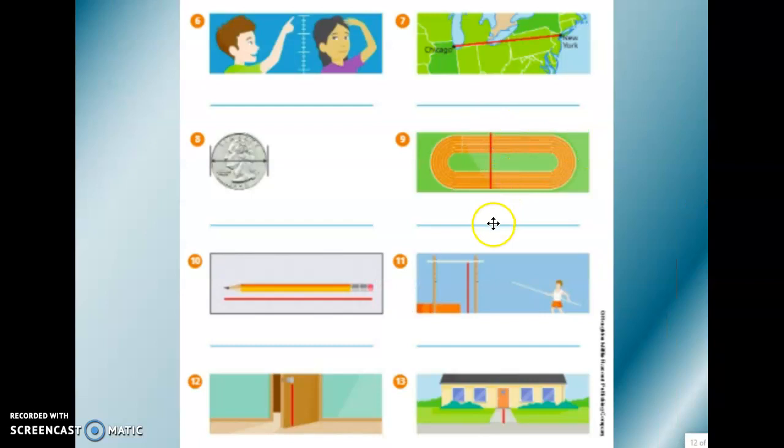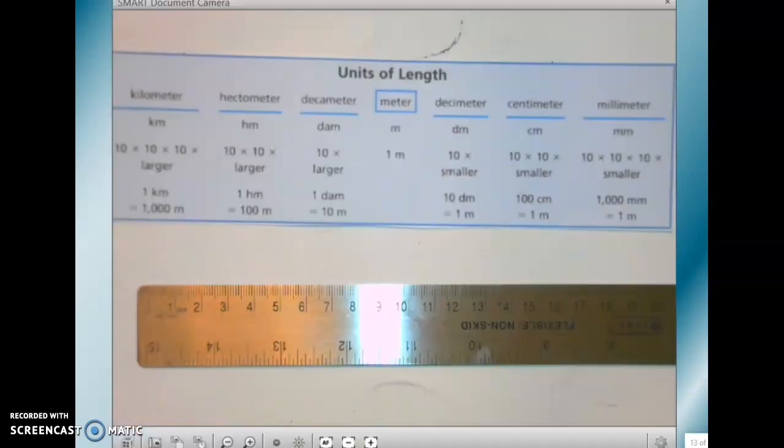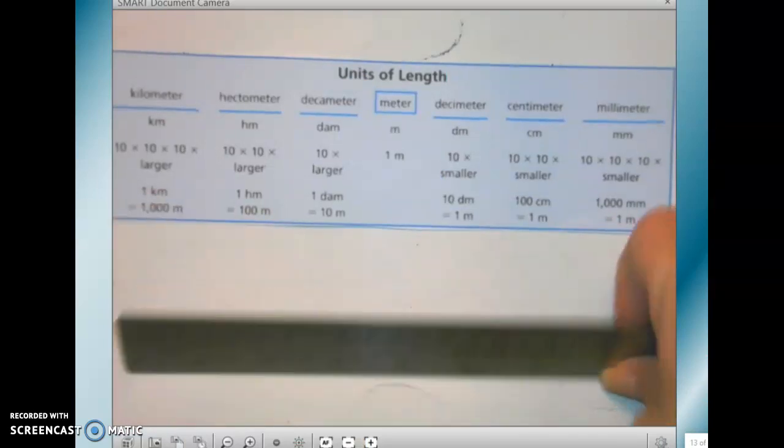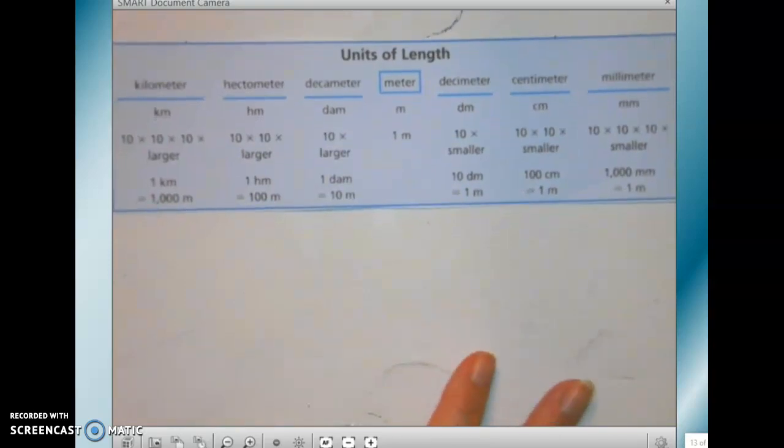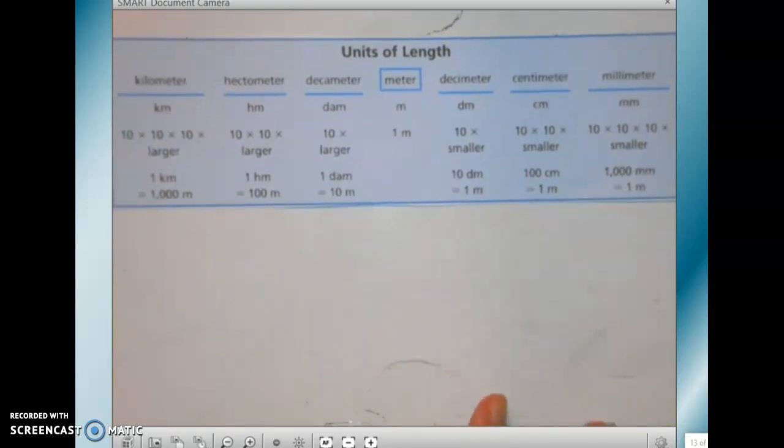How about the width of a track around? Usually that's around a football field. This track running around this football field, what would you use? Would you lay down meter sticks and measure that? Would you measure it in decameters, 10 meter sticks? Maybe it's 2 decameters. If you lay down 10 meter sticks and then 10 more meter sticks, that would be 20 decameters. What do you think?